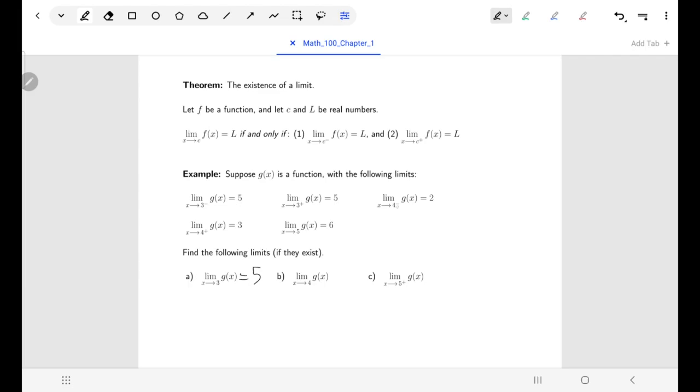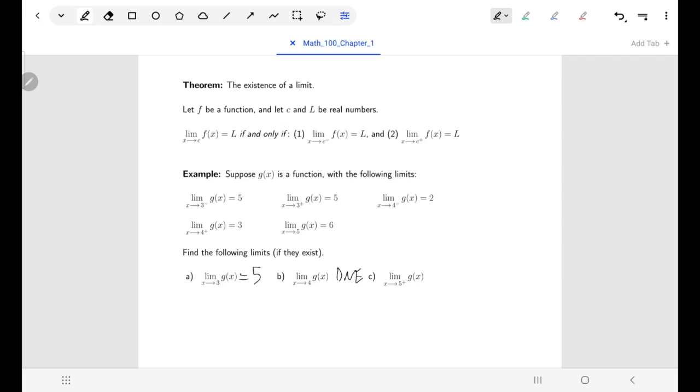For 4, on the other hand, I would say my limit does not exist. That's because for 4, on the left side, we're approaching 2. On the right side, we're approaching 3, so we're approaching two different numbers on the left and on the right. I would say my limit as x goes to 4 does not exist.